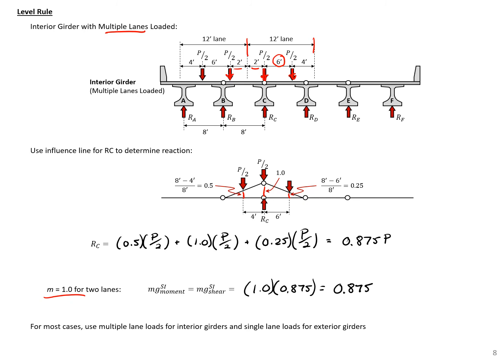So for most cases, we'll use multiple lanes loaded for interior girders and a single lane loaded for exterior girders.